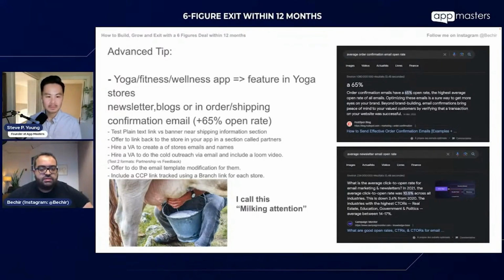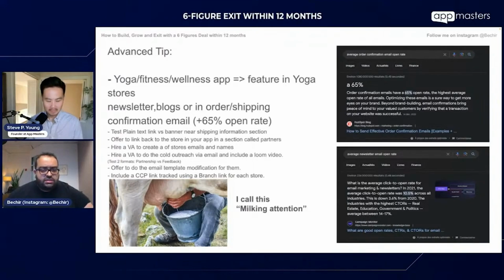And my smart tip is to test plain text versus banners near the shipping information section in the email. Because when you open an order confirmation email, you look there. So try to squeeze something in a smart way. Don't make it spammy, but formulate a sentence or something to place yourself just below where people are looking when they open that email.